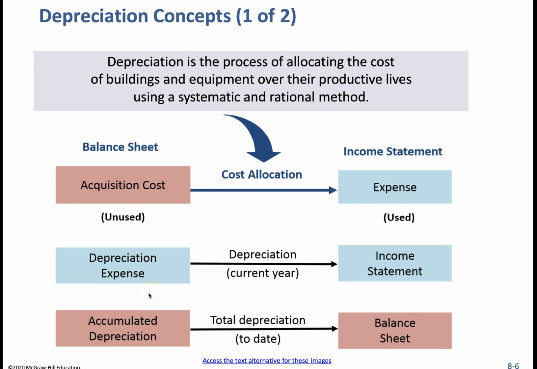When we calculate depreciation, we follow some assumptions which we'll talk about. But depreciation related to the current year would be in the income statement as expenses, while all the depreciation from day one of the asset until today, which is called total depreciation or accumulated depreciation, would be presented on the balance sheet. Now this looks very complicated, but we will illustrate that in an example.